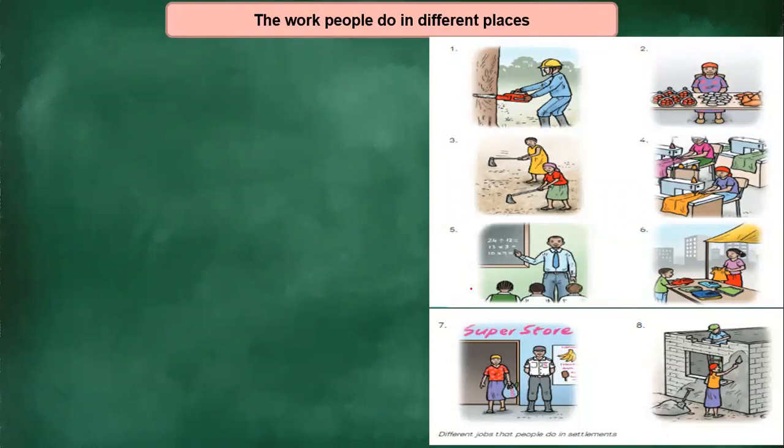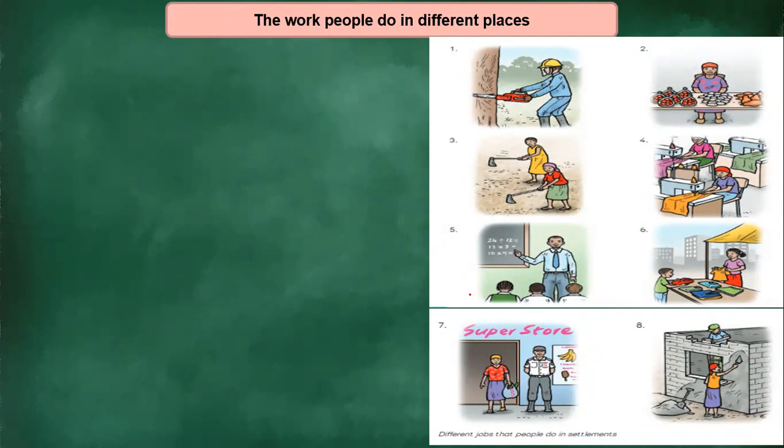Okay, Malik. Picture 1 is where the man is cutting a tree. Picture 2 is where a lady is waiting for customers for her shop. Picture 3 is where the people are making, I think, a vegetable farm. Yes, that's correct. Picture 4 is where people are making clothes.